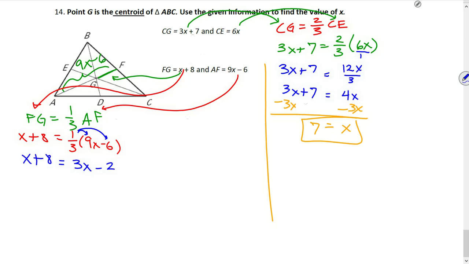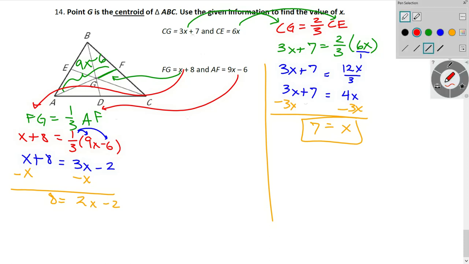Now, again, I'm solving this equation. I want to get my x's on one side and my whole numbers on the other. I have a sum of each on each side, so I like moving my smaller x. I will subtract x from both sides, and I get 8 is equal to 3x minus x, which is 2x minus 2. Then I have my x's on the right, so I'll get the whole numbers on the left. I'm going to add 2 to both sides, and I get 10 is equal to 2x.